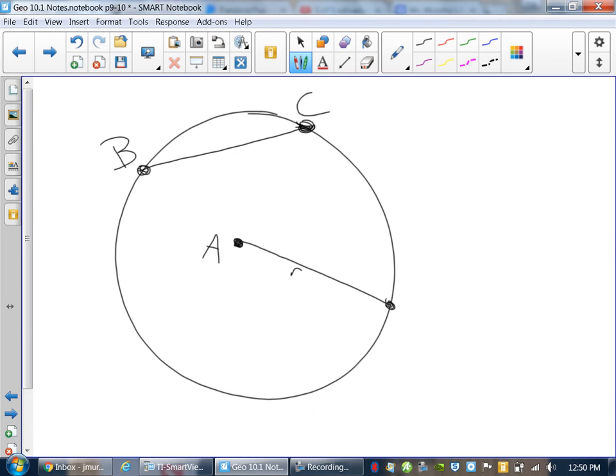Speaking of, the most famous chord of them all, the one that goes through the middle, is called the diameter. The diameter is made up of how many radii? Two of them. If you want to think of it, the radii are opposite rays, but the rays have endpoints, so they're opposite segments. Yes? The diameter is a chord because it has endpoints on the circle.